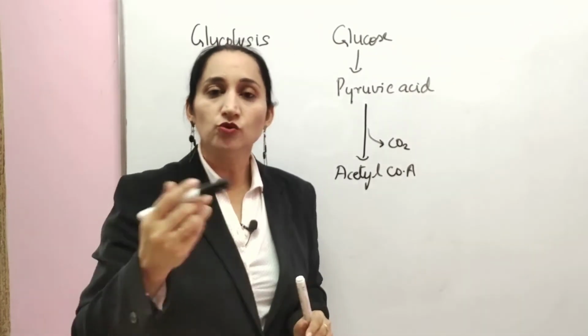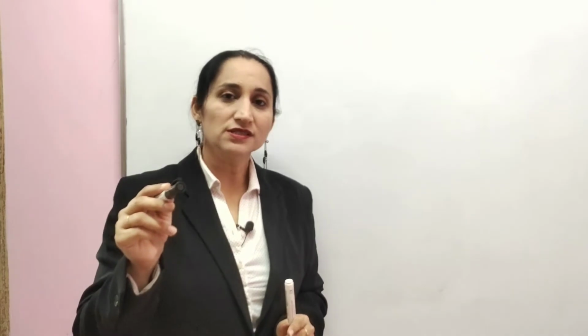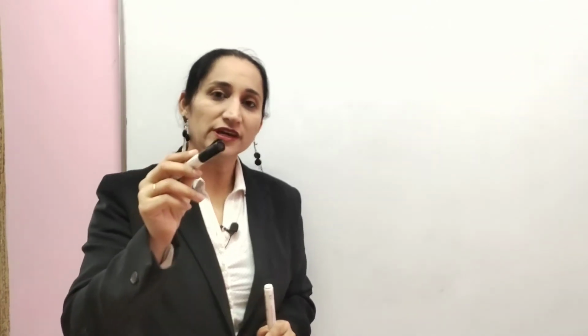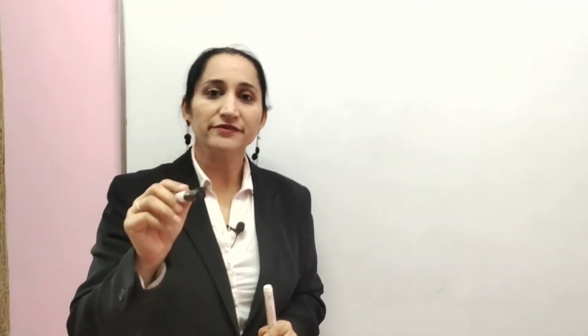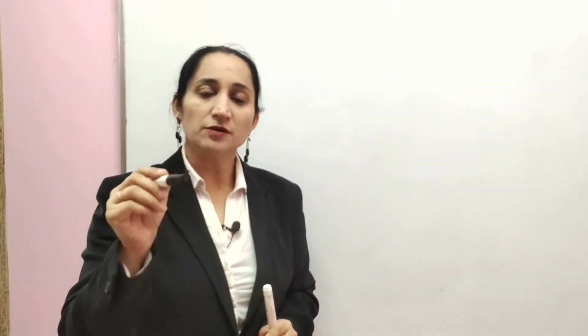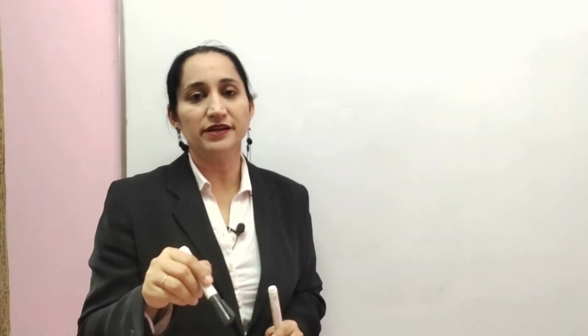Now, we will move towards the third stage, that is Krebs cycle. Glycolysis was done in the cytosol of the cell, and then for aerobic respiration, pyruvic acid moves to the matrix of mitochondria. Pyruvic acid oxidation was completed in the mitochondrial matrix, and this Krebs cycle will also be done in the mitochondrial matrix. Now let us start with the detailed explanation of Krebs cycle.